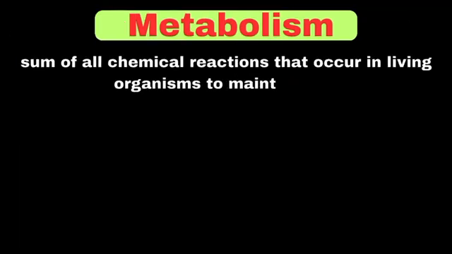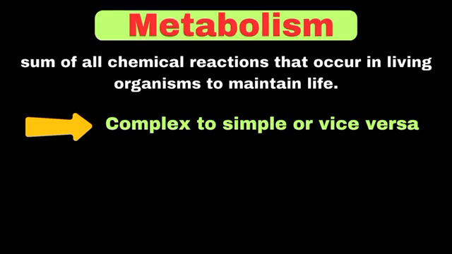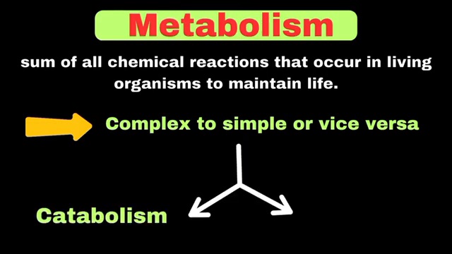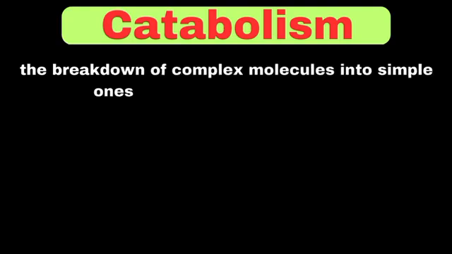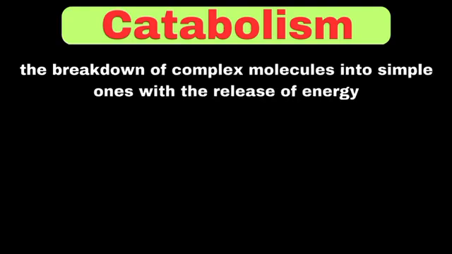Metabolism is the sum of all chemical reactions that occur in living organisms to maintain life. These reactions either break down complex molecules into simpler ones or build complex molecules from simple ones. There are two main types of metabolism: catabolism and anabolism. Let's understand both in detail. First, let's explain catabolism. Catabolism can be defined as the breakdown of complex molecules into simple ones with the release of energy. To understand it deeply, let's take the example of glucose breakdown in our cells.